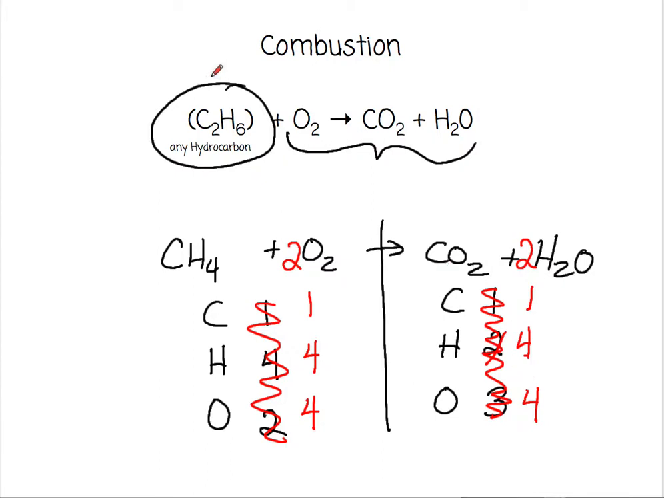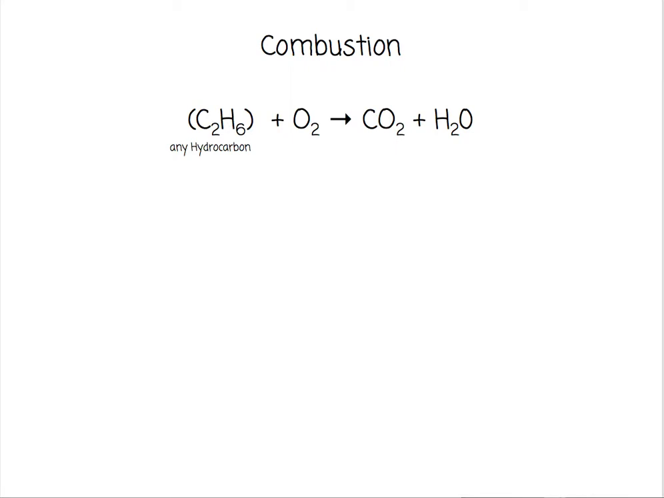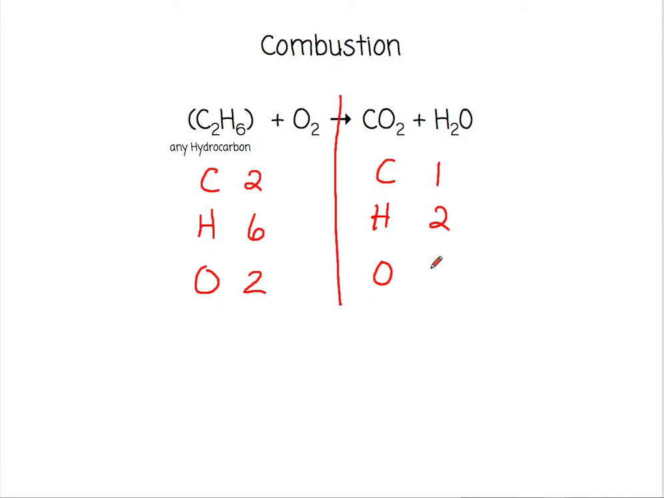Okay? Is this guy balanced? No, it's not. Maybe we should do that one too. Alright, let's do that real quick. Let me just erase this. Okay? And let's balance this real quick. Draw the line. 2 carbons, 6 hydrogens, 2 oxygens. 1, 2, 3. 1 carbon, 2 hydrogens, right there is your 2 hydrogens, 3 oxygens.